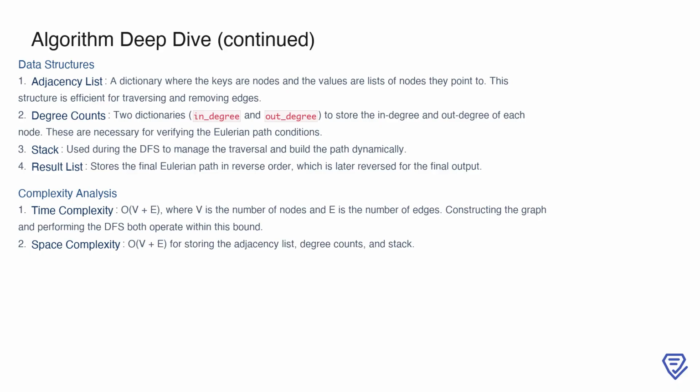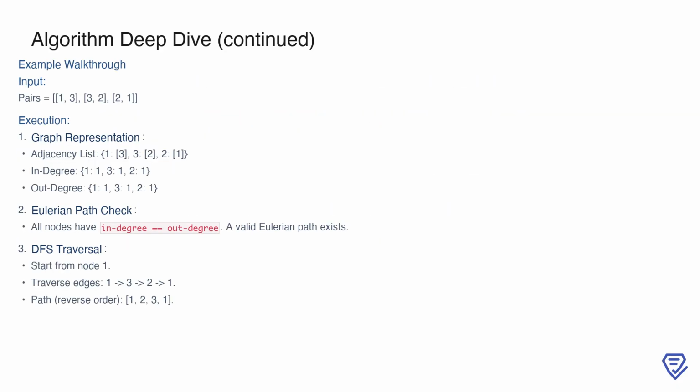The time complexity is O(V + E), where V is the number of nodes and E is the number of edges. This accounts for both graph construction and the DFS traversal. The space complexity is also O(V + E), as we need space for the adjacency list, degree counts, and stack. Let's walk through an example to see how the algorithm works.